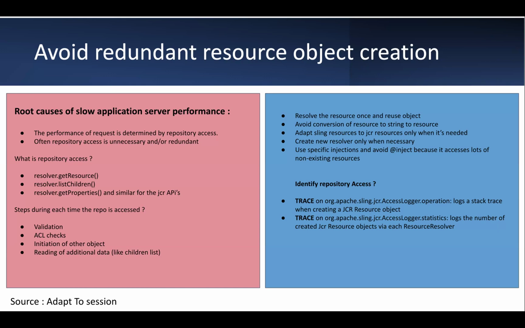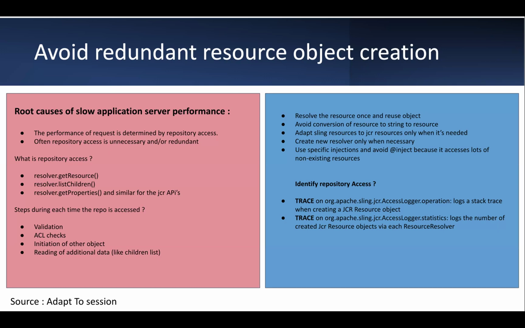This takes us to the next pointer, which is similar: we should not be converting the resource to a string and then the string back to a resource. What we generally do is take a child resource, convert it to a string, pass it to another object, and then get the resource again.